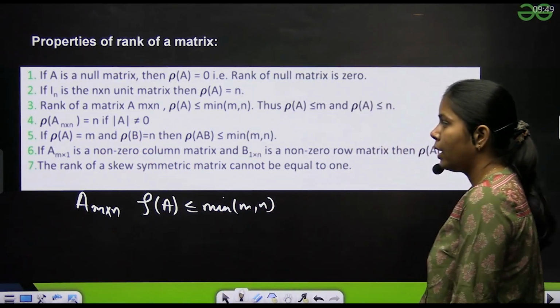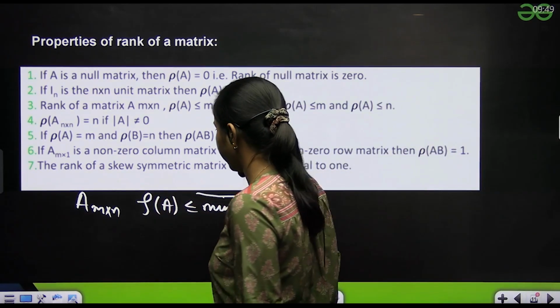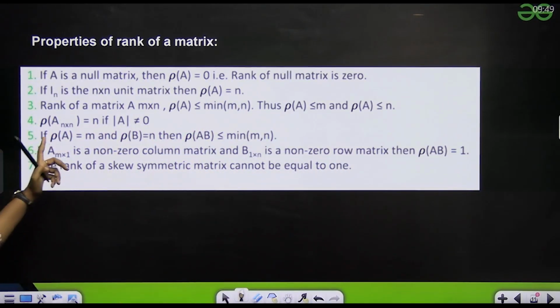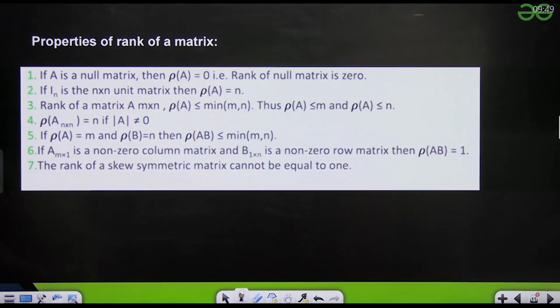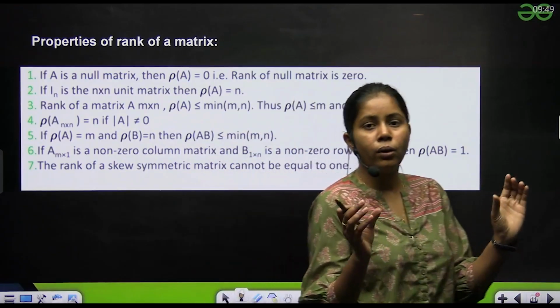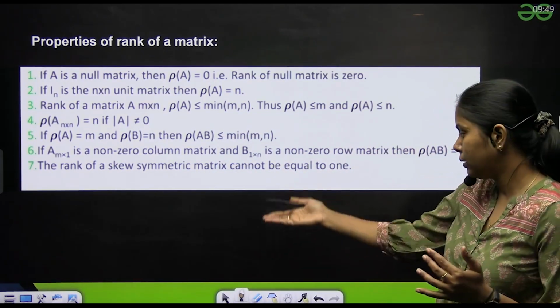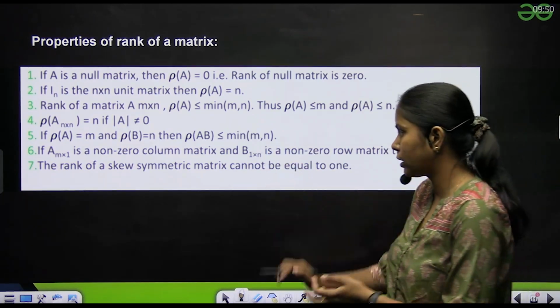If the rank of A is m and the rank of B is n, then the rank of AB is less than or equal to the minimum of m comma n. That means if you multiply any two matrices A and B, the rank of AB cannot be greater than the minimum of m comma n. If A is a non-zero column vector and B is a non-zero row matrix, the rank of AB is 1. If you multiply a column and a row, you get only multiples of the vectors in the matrix, and they become 0 when you apply row reduced echelon form. You can check this by yourself.